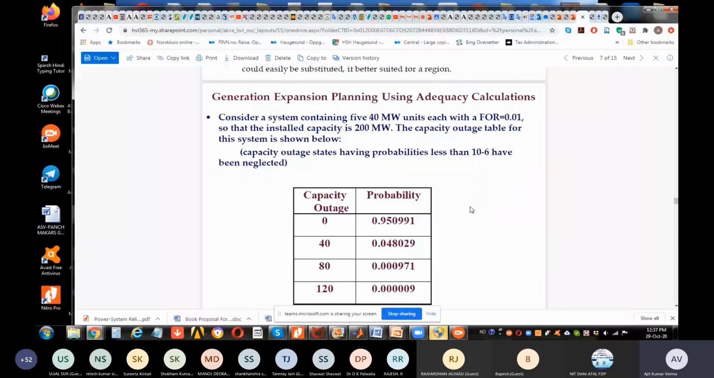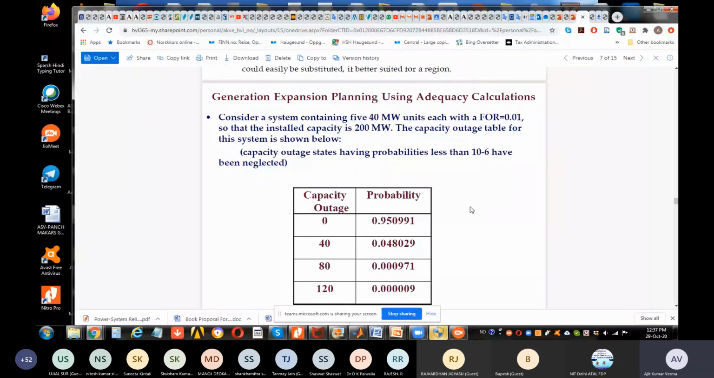So you realize that there can be an increase in the load over a period of time. The load profile can change because in various residential and commercial areas there is growth and expansion, and therefore there is a greater need for more power, and therefore there has to be a plan for generation expansion to keep the LOLPs under control, to keep the LOLEs under control, and to keep the expected load loss under control.